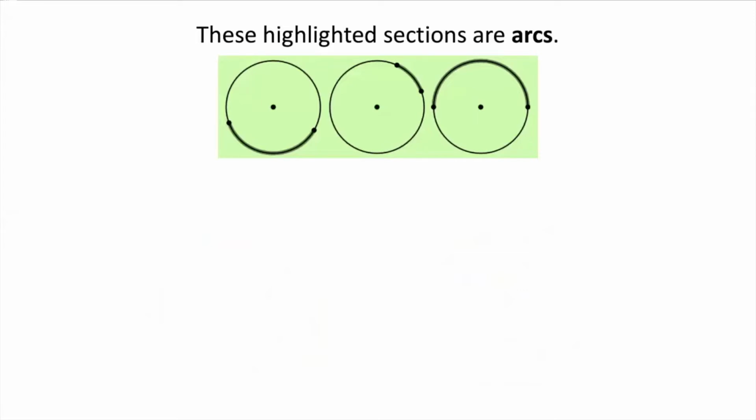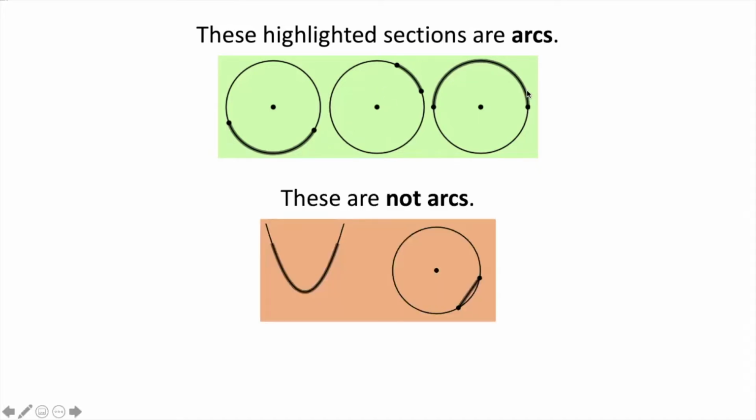And so on the screen right now, you are looking at 3 examples of an arc. So these highlighted sections are arcs, and these are not arcs. So by looking at these examples and non-examples, what is an arc? So write a definition in your own words, and you don't need to Google the definition, but using just these pictures, what do you think an arc is?